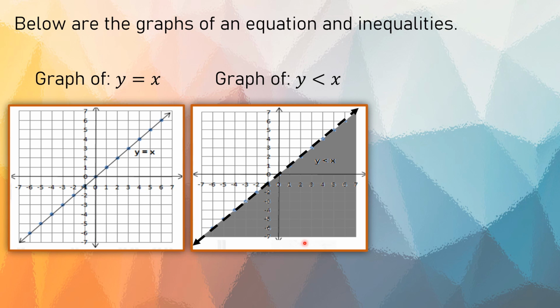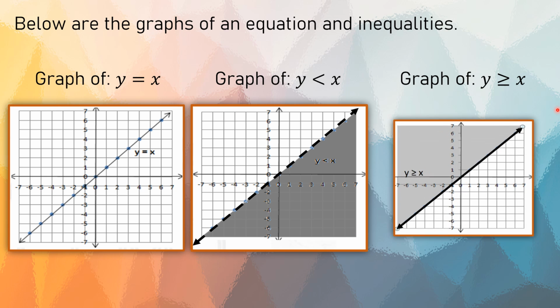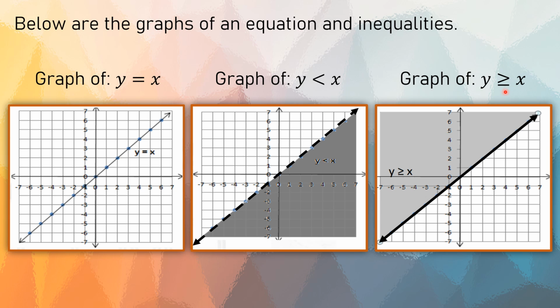Second, graph of y is less than x. So ito yung graph ng y is less than x. As you can see, meron tayong broken line. Bakit naging broken line? Ito ay dahil ang symbol na ginamit ay less than at walang equal sign sa ilalim. And then, ang shaded part ay yung baba kasi mas mababa ang y sa x. So, yung ating shaded region or part is the lower part. Last is the graph of y is greater than or equal to x. So, kapag naman greater than or equal to, solid yung ating line or hindi siya broken line. And then, ang may shaded part naman ay taas since ang symbol ay greater than.